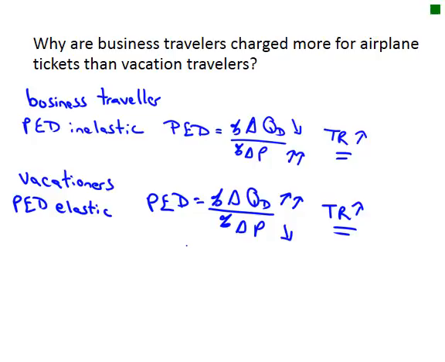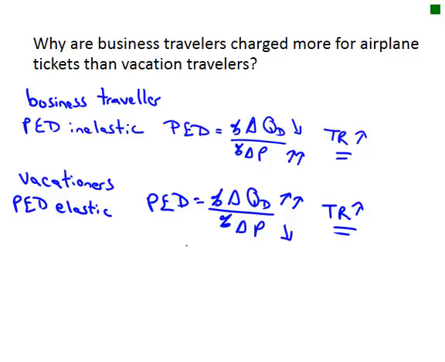So why are business travelers charged more for airplane tickets than vacation travelers? Well, let's look at a business traveler. He or she has got to get to that meeting in New York City. It's just been announced. The price is very high, but it'll be a deal breaker if they're not there. So their PED tends to be inelastic.